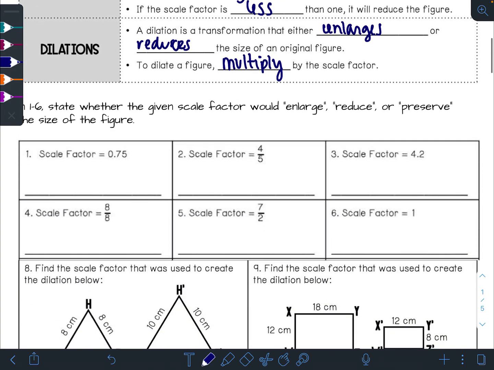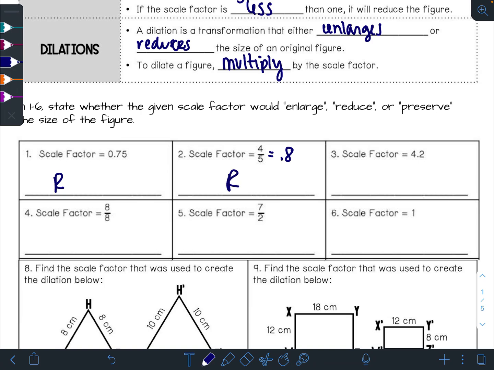Now, I'm going to just go over 1 through 6 with you really quickly because that's what your formative is over, just identifying if it is an enlargement or a reduction. So 0.75 is less than 1. So since it is less than 1, I know that I would have a reduction. 4/5. Always turn your fractions into decimals. So do 4 divided by 5, which would give you 0.8. I know that's less than 1, so it's going to be a reduction.